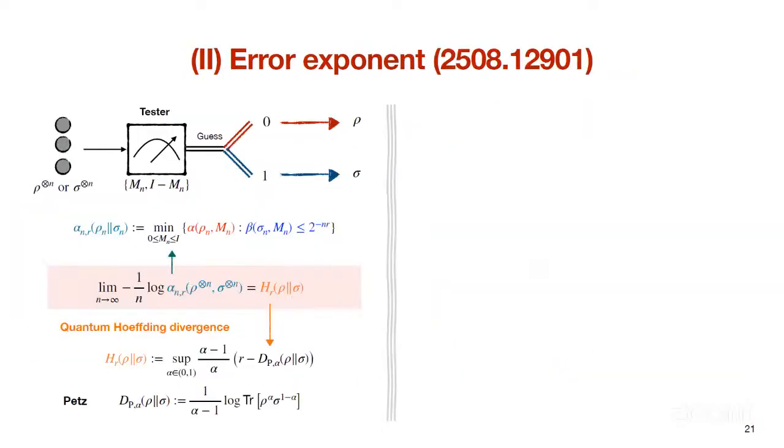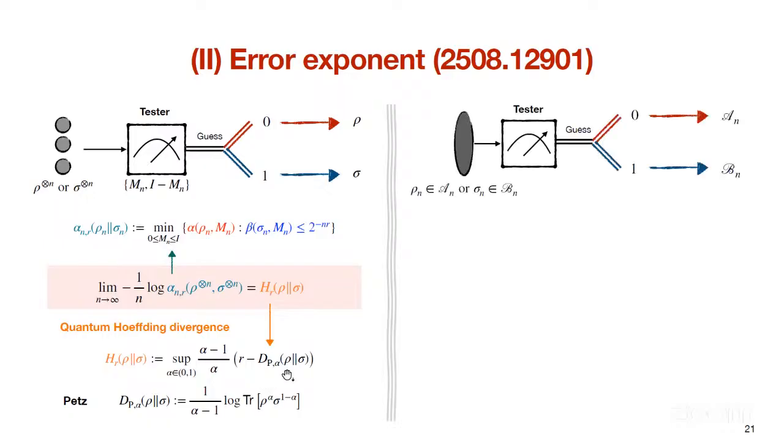Okay. So the first regime that we consider is the error exponent regime. On the left-hand side, this is the IID case, right? So we fix the type 2 error, and we minimize the type 1 error. Finally, the limit of this exponent is given by the Hoeffding divergence, which is an optimization problem with respect to the Petz Rényi divergence.